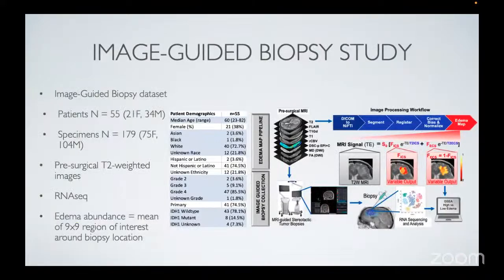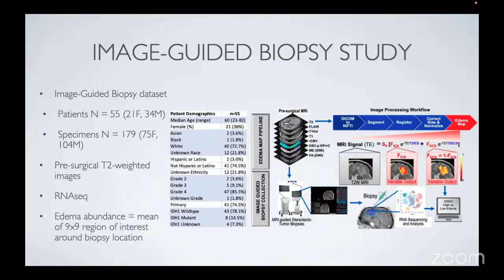So moving forward to our study, we had an image-guided biopsy data set that we've been building over several years. We had 55 patients enrolled, 21 were female, 34 male, and 179 image-guided biopsies that were taken. So basically, when the patients go to the OR, the surgeon notates where he's taking the biopsy from on the MRI. And so the biopsies go off for analysis with RNA-seq, and we annotate the MRIs, do various processing to make the maps, and also make sure we're connecting each one of the biopsies to the location on the MRI.